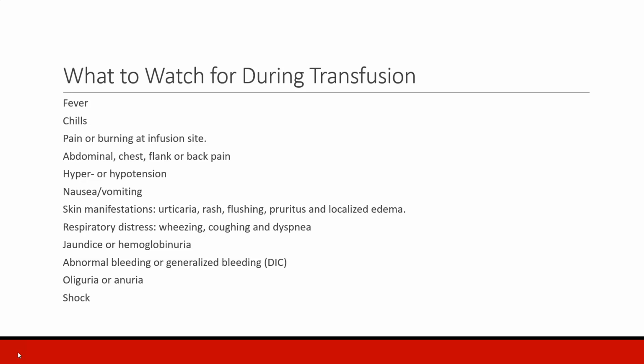Abnormal bleeding or generalized bleeding, disseminated intravascular coagulation. Oliguria, which is a decrease in urine production. Anuria is no urine production. Hemoglobin is very, very toxic to the kidneys, so it's so important to recognize an acute hemolytic transfusion reaction, because intervention can help save the kidneys, and the patient may eventually go into shock.